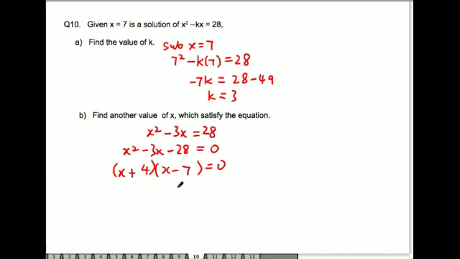Thus giving us the two solutions are x equals minus 4 or x equals 7. Therefore, x equals minus 4 must be the other solution.